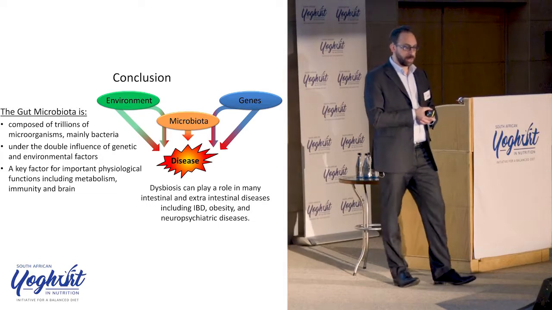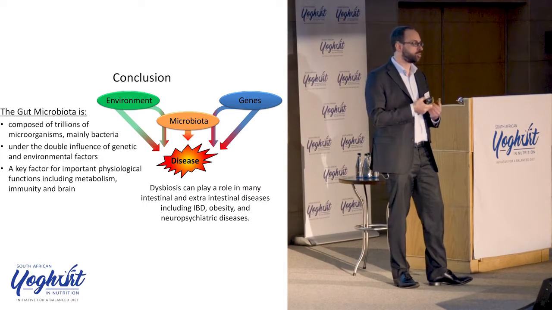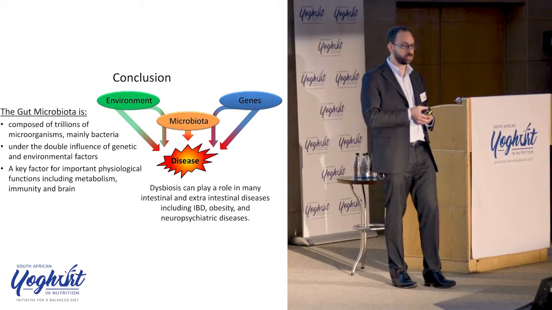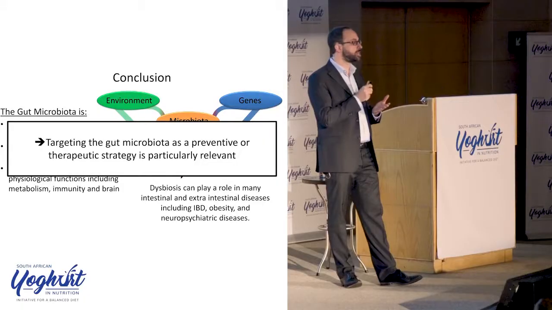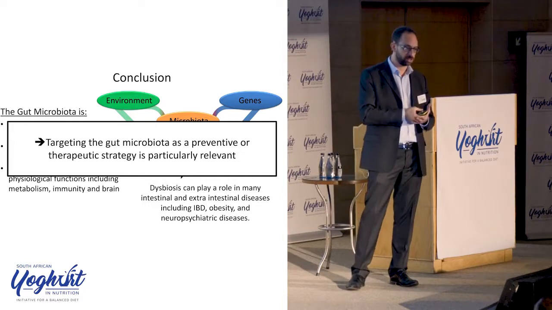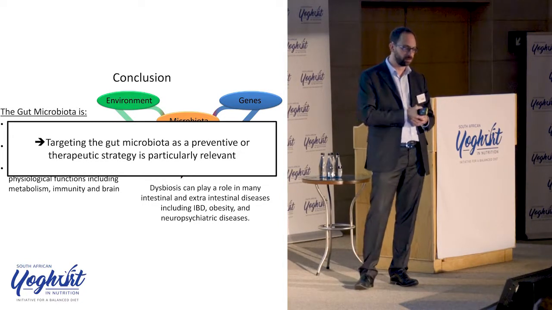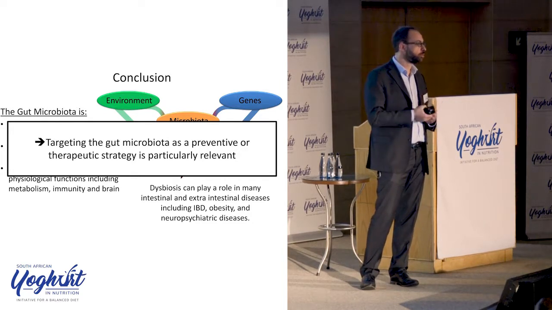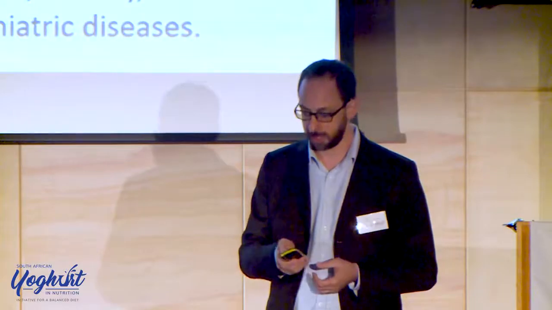Dysbiosis can play a role in many intestinal but also extra-intestinal diseases, including IBD, obesity, and neuropsychiatric disease. However, in many of these diseases and in many diseases of our Western world, the microbiota seems to be quite central in the pathogenesis. And thus, targeting the gut microbiota as a preventive or therapeutic strategy is particularly relevant. And for this purpose, particularly in preventive strategy, diet is obviously a very interesting way to do it.